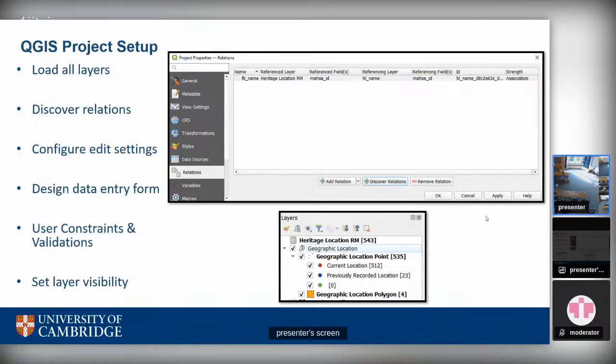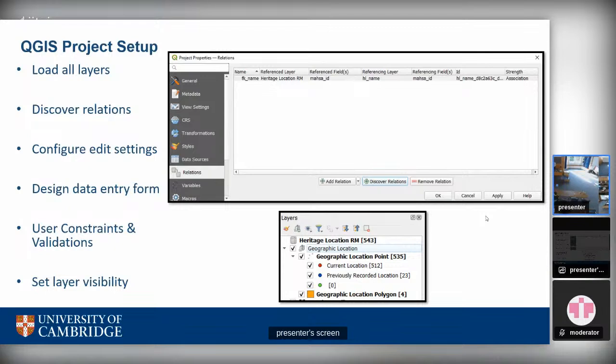And then you load all the relationships. Then you have to configure the edit settings so that the editing can start on all the related layers at the same time, because you have to enter the data for multiple layers and then save it in a systematic way so that it does not violate the primary key and foreign key constraints. Then we designed a data entry form for it using the standard QGIS widgets, and added some user constraints and validations to help the users.